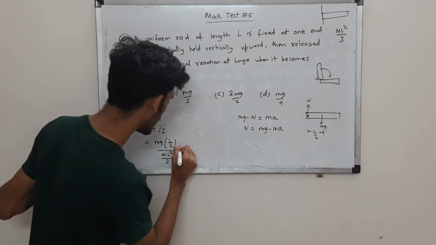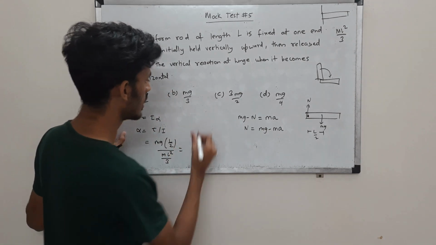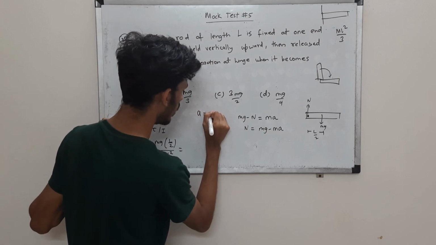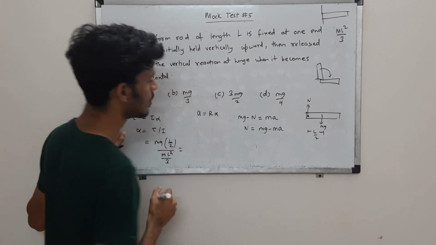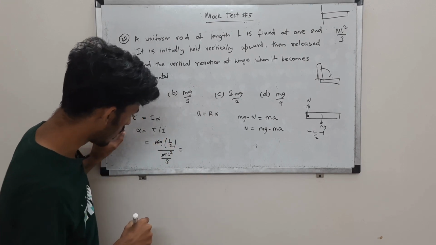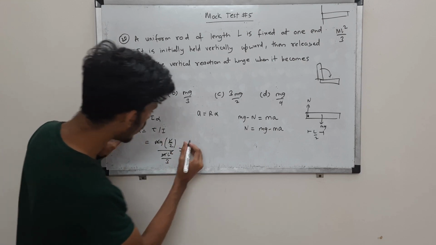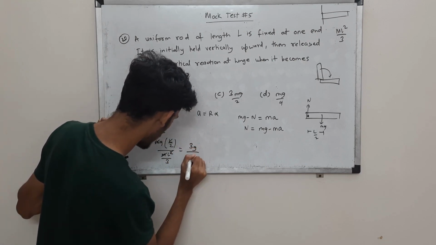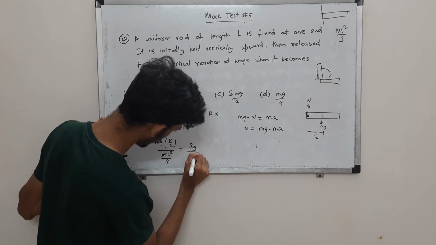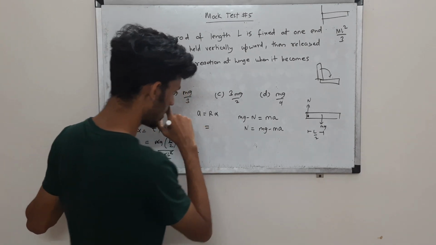Okay, let us solve this. That will give us our angular acceleration, and you can find linear acceleration simply by using r alpha. So M and M we can cancel, also one L we can cancel, 3 will go on top, so 3g by 2L. So this is our angular acceleration.